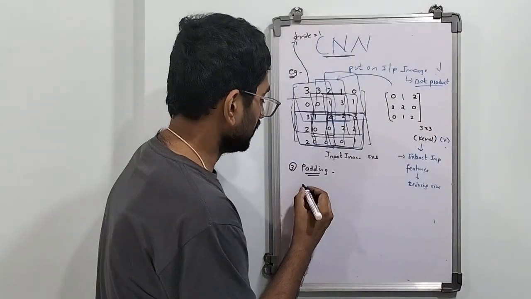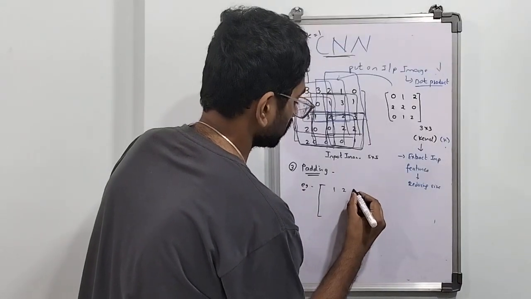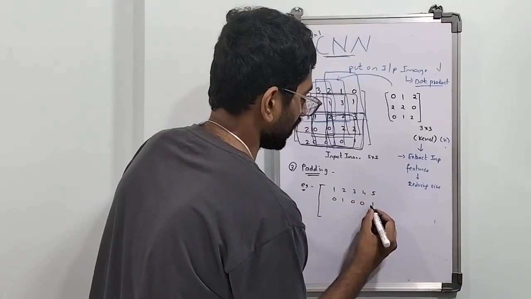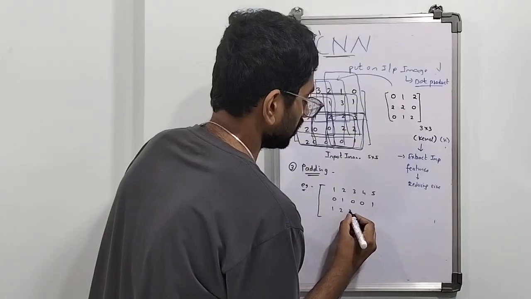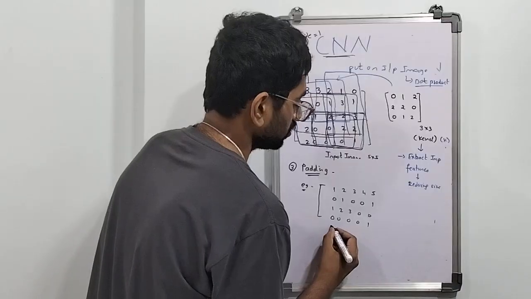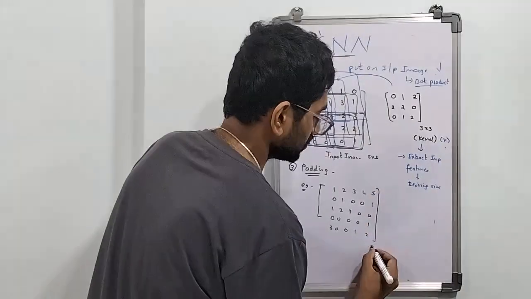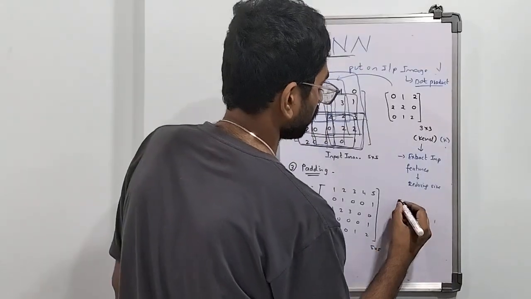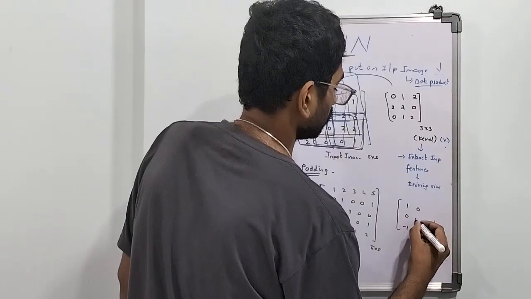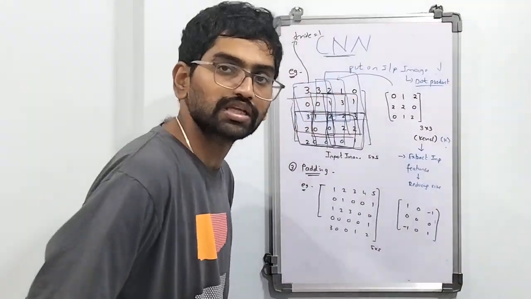I will take one example here and I will try to explain. Let's say 1, 2, 3, 4, 5, 0, 1, 0, 0, 1, 1, 2, 3, 0, 0, 0, 0, 0, 0, 1, 3, 0, 0, 1, 2. Let's say this is the 5 cross 5 image, and here we are going to take the same matrix: 1, 0, minus 1, 0, 0, 0, minus 1, 0, 1. We are going to take this particular 3 cross 3 matrix.